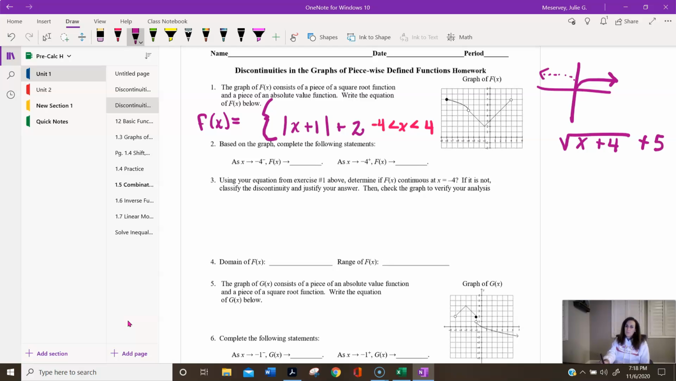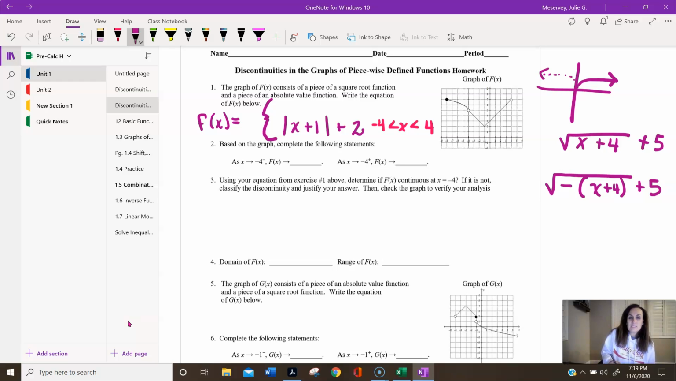However, we have a reflection over the y-axis. So the reflection over the y is going to put the negative in here as x plus 4 and then plus 5. Now the stretch looks pretty much the same as normal. It's right 1, up 1, so I don't have to worry about stretches. This one, same thing. It was right 1, up 1, so there's no stretch.